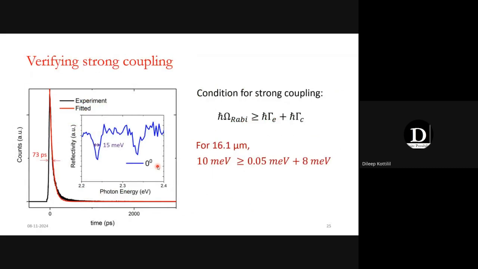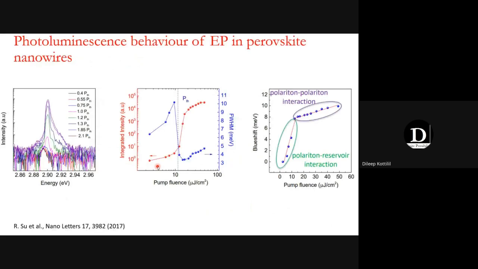Then, from the experiments, we have verified that the polariton condition is satisfied. We have the reflectivity data, and the Rabi splitting is greater than the other two leaky factors. So we finally confirmed that these are indeed polaritons, in the strong coupling regime.